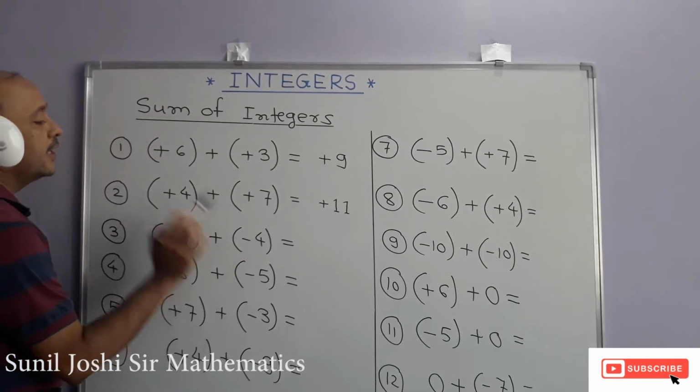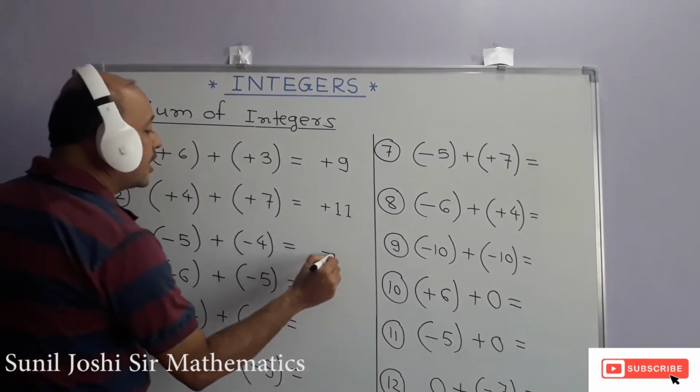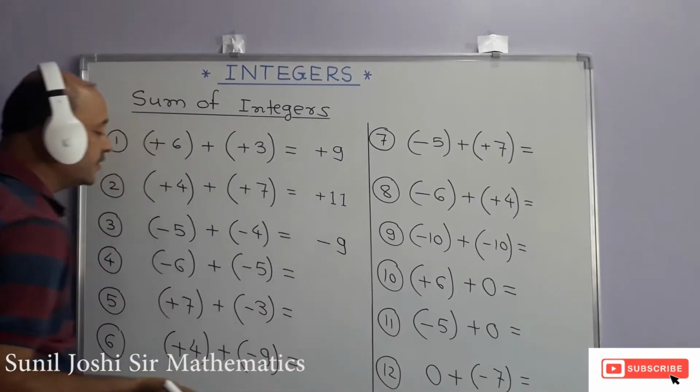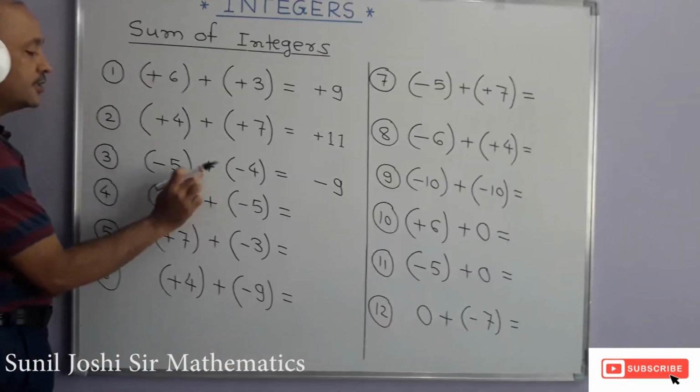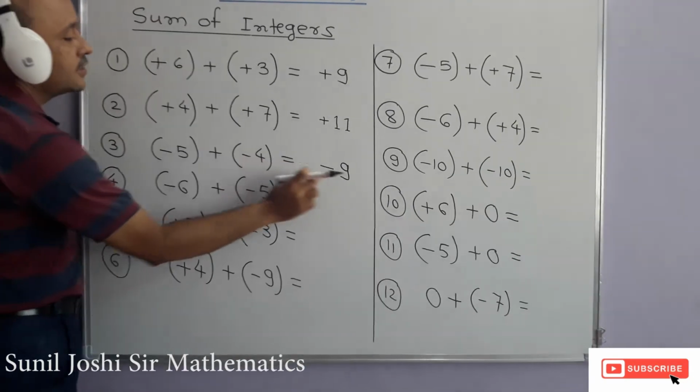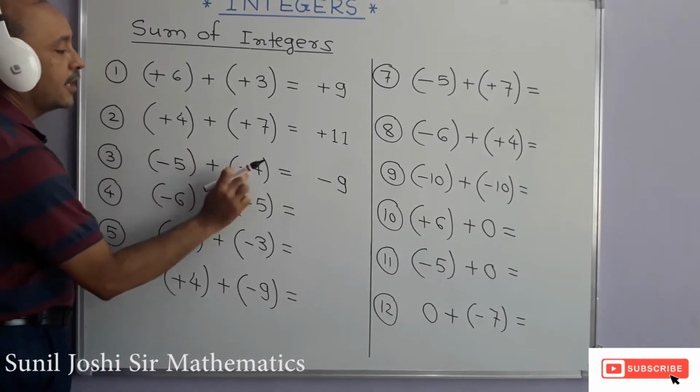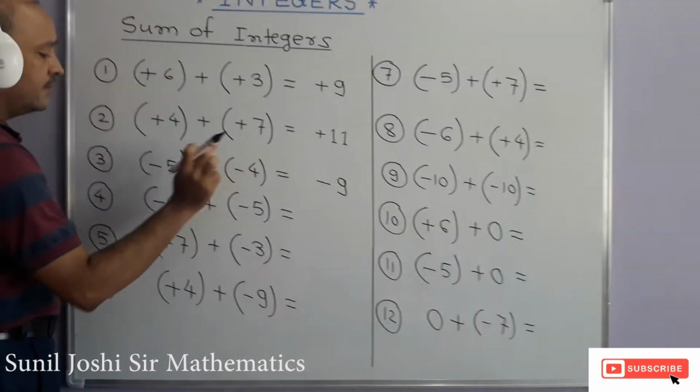Negative 5 and negative 4, the answer is negative 9. So which operation are we doing? We are doing the operation addition. 5 plus 4 is 9, but the sign is minus. Sign is minus. So be very careful.